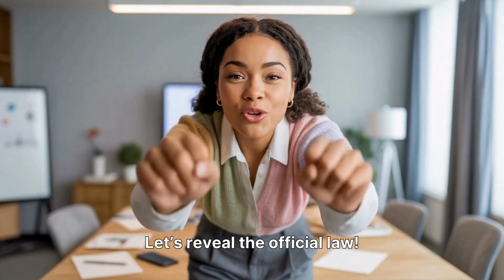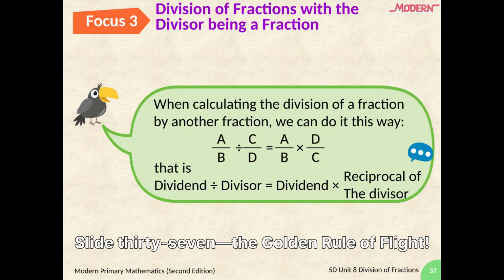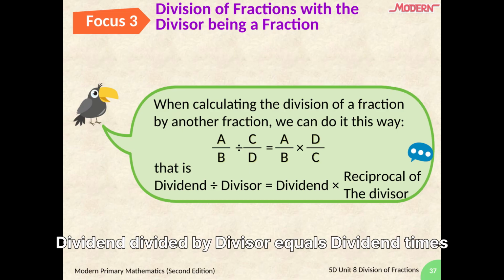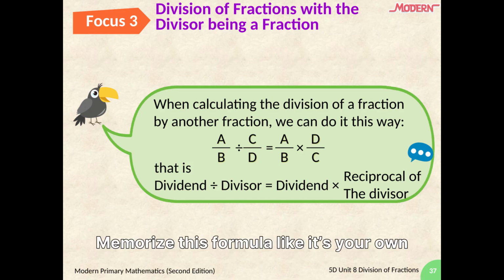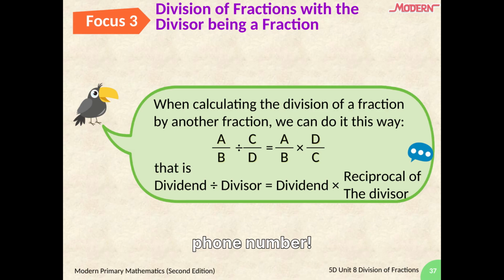Let's reveal the official law. Slide 37, the golden rule of flight. Dividend divided by divisor equals dividend times the reciprocal of the divisor. This is the peak of Focus 3, team. Memorize this formula like it's your own phone number. It's the key to the entire division universe.